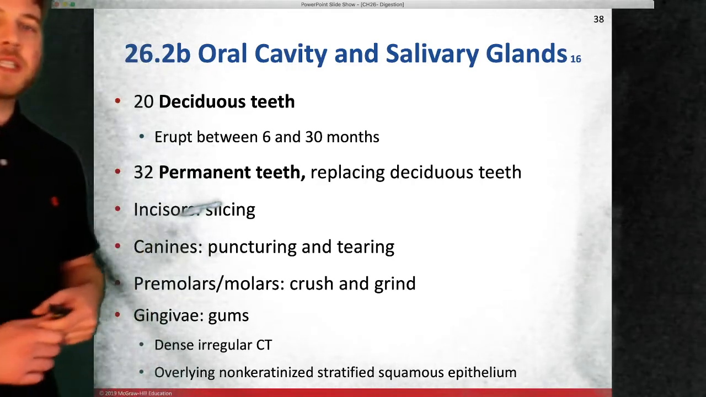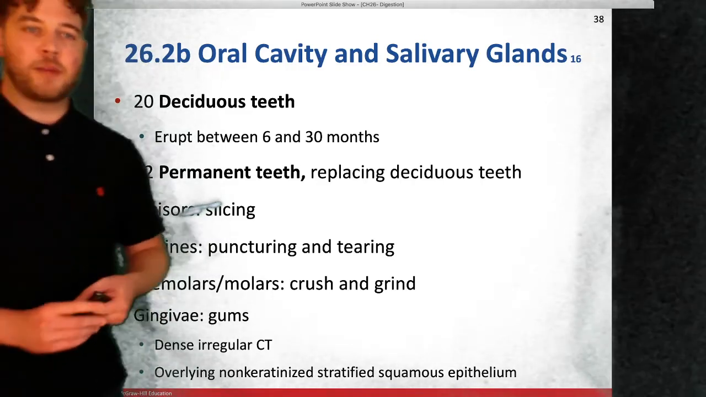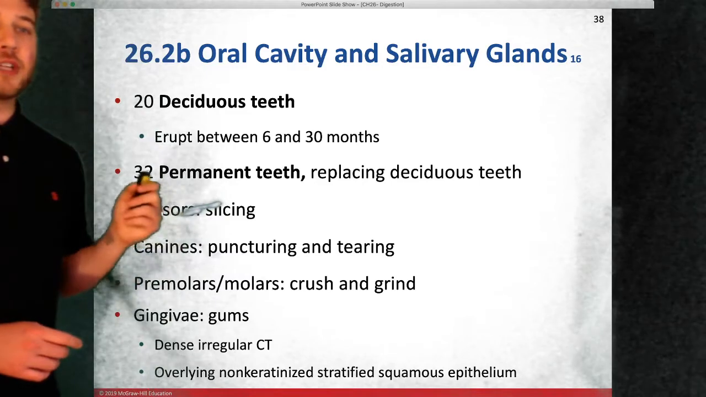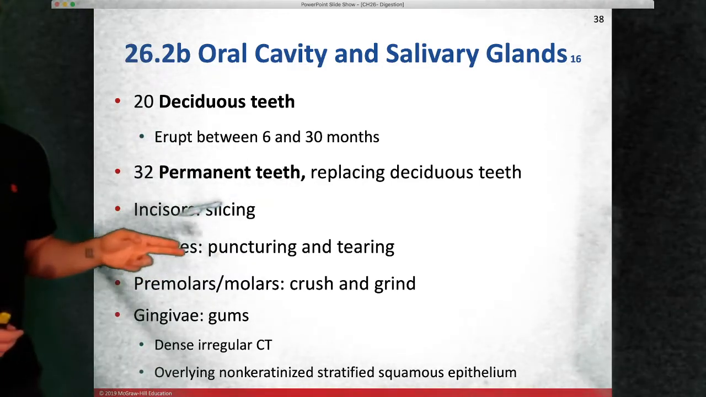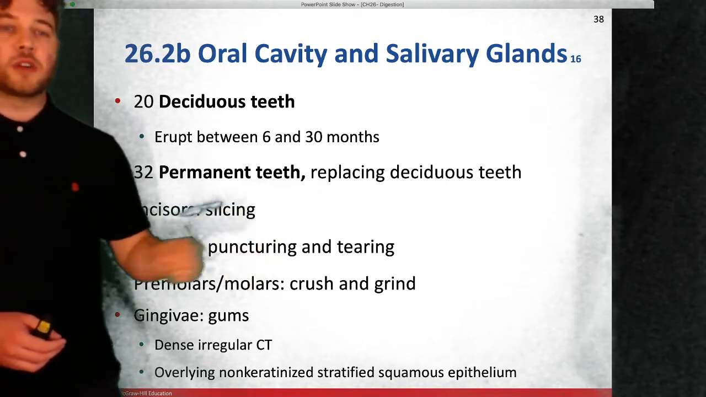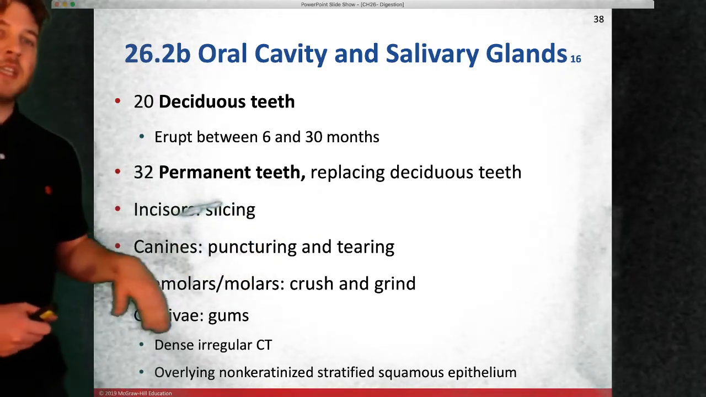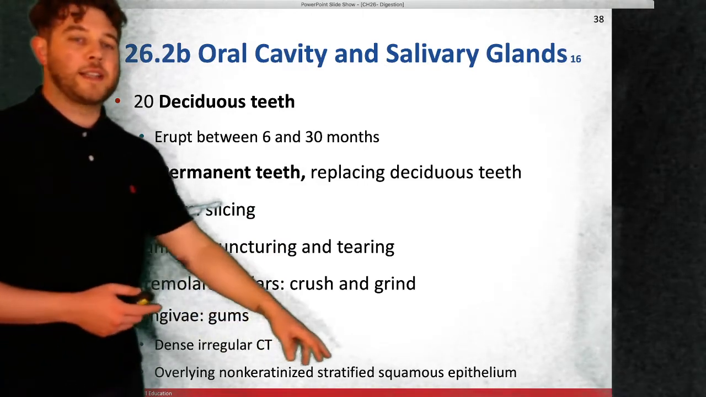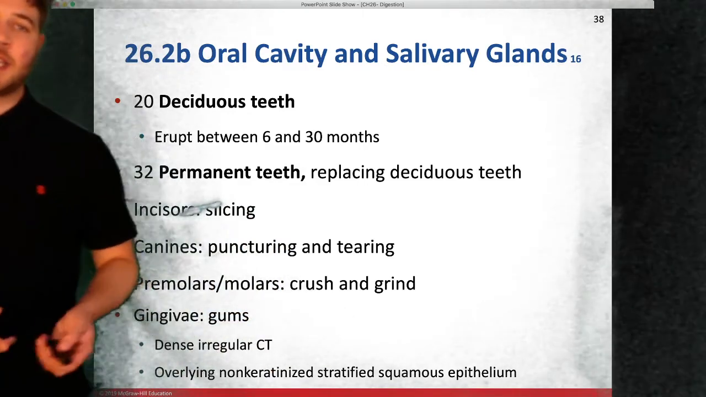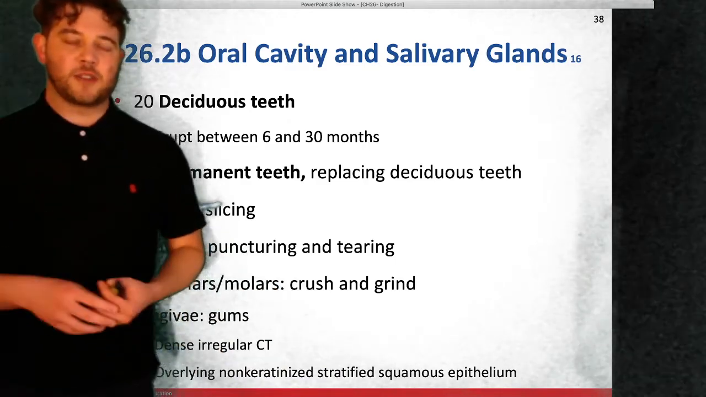You have 20 deciduous teeth erupting between 6 and 30 months, eventually replaced by 32 permanent teeth. You have your incisors for slicing, canines for puncturing and tearing, premolars for crushing and grinding. The gums are your gingivae. They're overlying non-keratinized, stratified squamous epithelium, very much helping to protect those underlying structures.